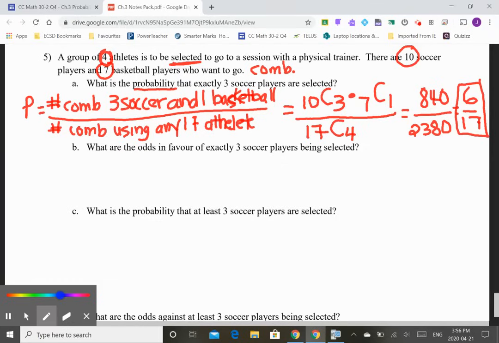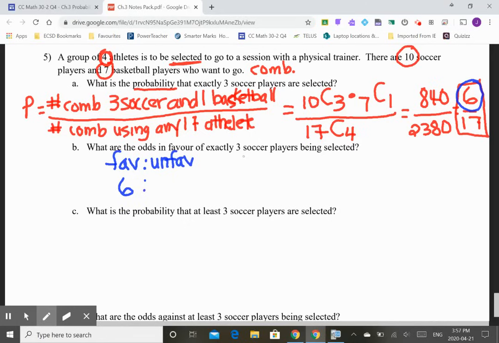So we're going to take the probability that we found in Part A and convert it into odds in favor. Odds in favor compares our number of favorable outcomes to our number of unfavorable outcomes. The favorable outcomes, well, that's easy to find. That comes from the numerator of our probability. So right away, we can put our 6 there. Well, in the probability, we have favorable and total. So our favorable is 6.